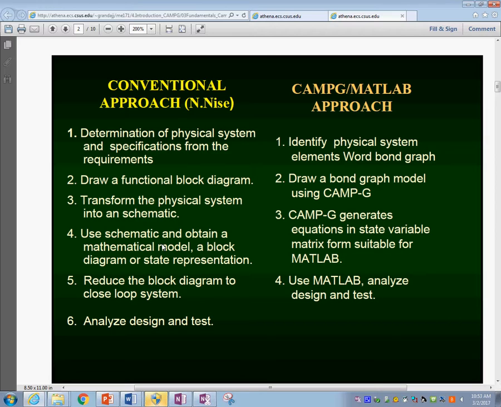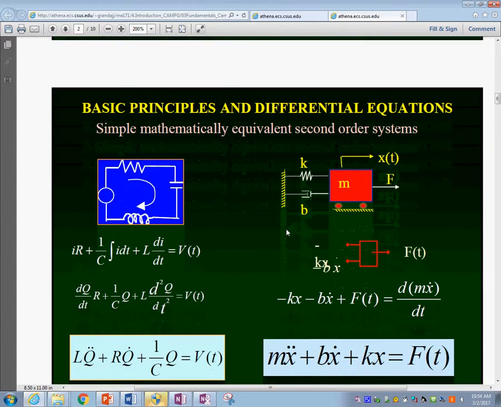On the CAMG MATLAB approach, you identify the physical system elements first. You may use word bond graphs so that you can describe how the system is connected. Then you draw a bond graph model that, using CAMG, describes the system that you have. And then you tell CAMG to set it up in such a way that we get MATLAB input files, and then just use MATLAB to do the simulation. That's the idea.